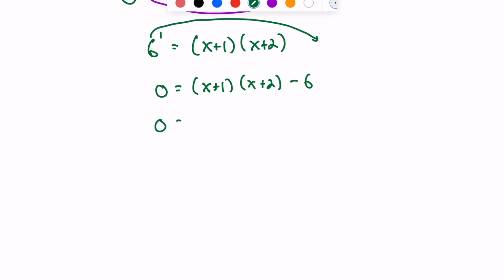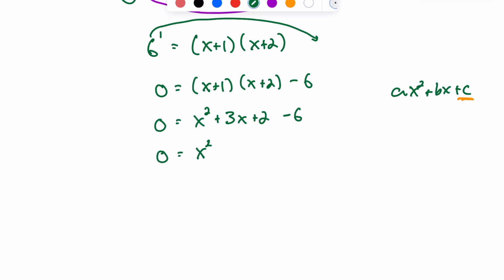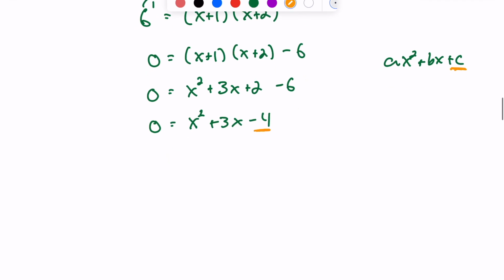Because you have to see, well, when we expand out, what is our new c term? Like what is ax squared plus bx plus c? What is that term right there? Once we figure out what the new one is, because we have this minus 6, we will then put it back into factored form. So if I expand that out, that's going to be 3x plus 2, and then minus 6. So then you get x squared plus 3x minus 4. Okay, so there's your new c term.